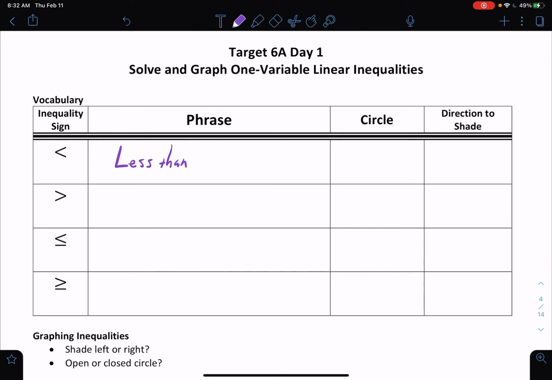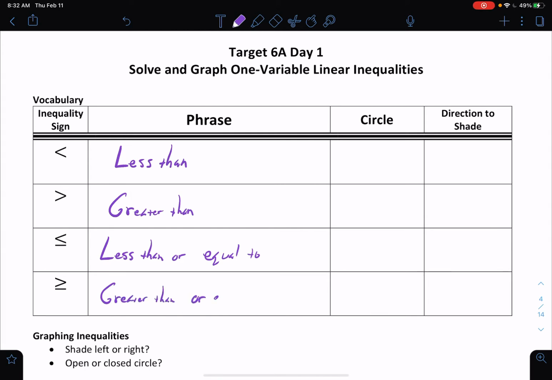So this first one is less than. And the way I sometimes think of that is it looks like an L. If I were to kind of stretch it out, it looks like an L, so that's less than. And then the second one is greater than. The next one looks like a less than symbol, but it has this line underneath. That means less than or equal to. And then the last one looks like greater than, but it's got the line underneath, so that's greater than or equal to.